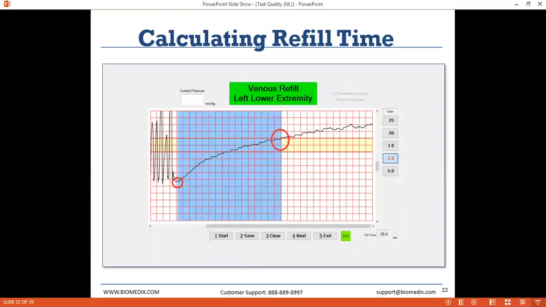At this point, we're going to move on to the venous test. Probably the single most common difficulty with the venous test is simply that technologists don't know how to calculate the refill time. It's pretty easy.